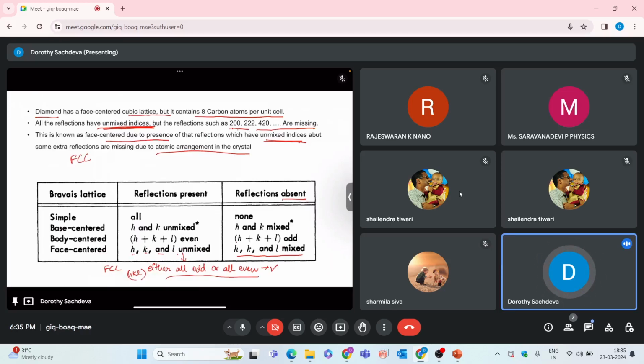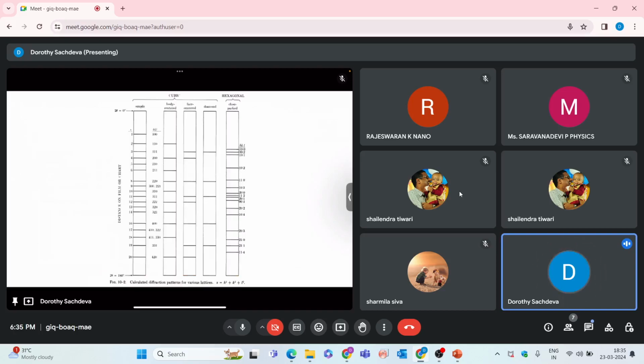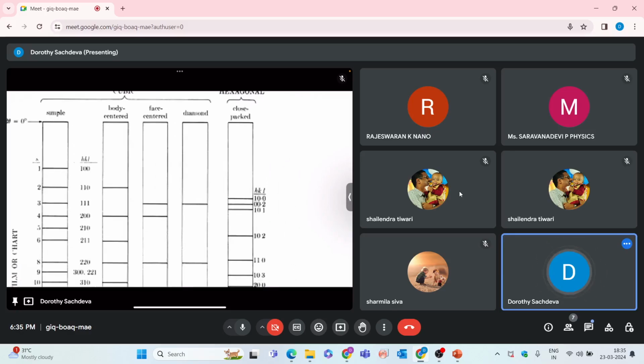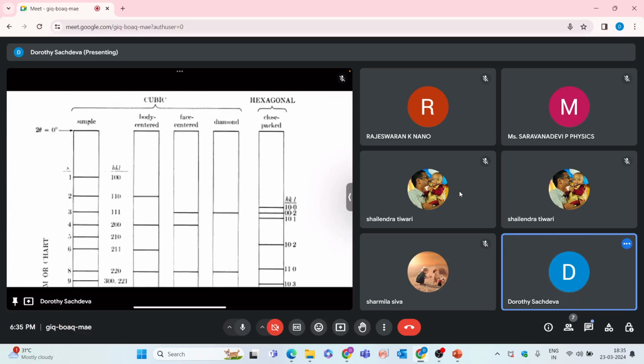So this is the complete representation which I am showing you right now. Let me zoom it in a little bit. Yeah, right now it's very visible. So this is for all cubic systems, starting from simple cubic to body centered to face centered and then the diamond cubic system, and one is shown for the hexagonal system.